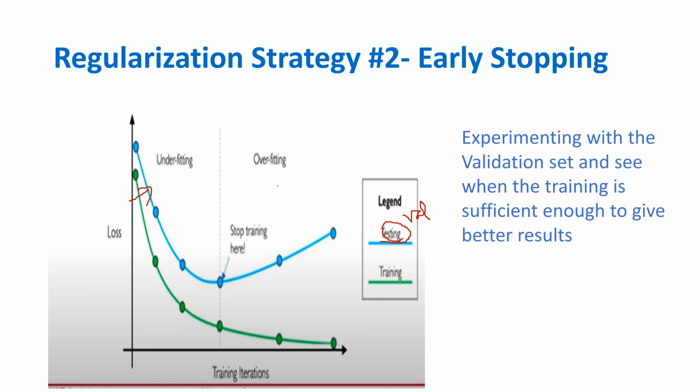So here we can stop. After this, the training data is performing well, but the validation set is not performing. The loss is increasing. That means the model is not going to generalize later. So we can stop at this point, and that can prevent the model from overfitting. If we keep training, the training data may perform well and you can get high performance on it, but not on your test data later. So that is early stopping.